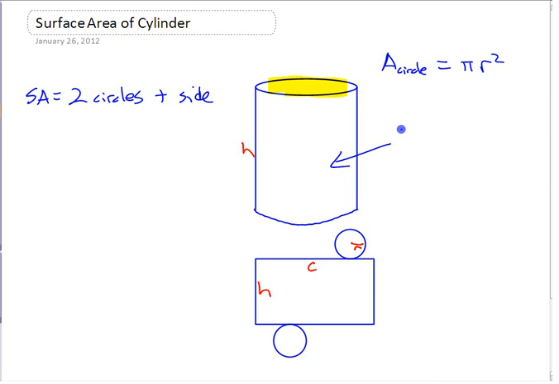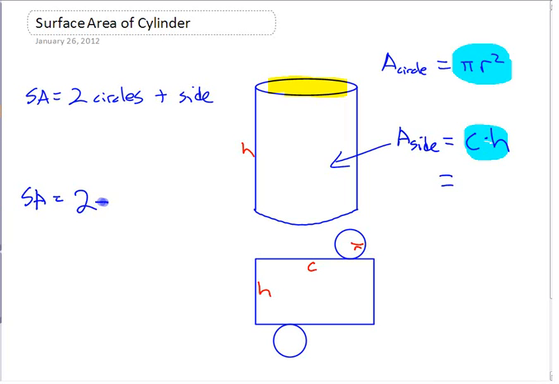There's several ways you can write the area of the side. I'm going to call it the side instead of the label. One way you could do the area of the side is circumference times height, right? So one formula you could write is 2 of these plus this. So one formula you could write for surface area of a cylinder is 2 times pi r squared plus circumference times height.